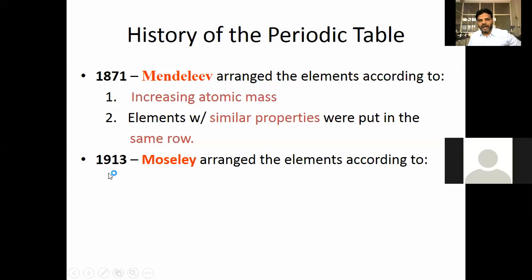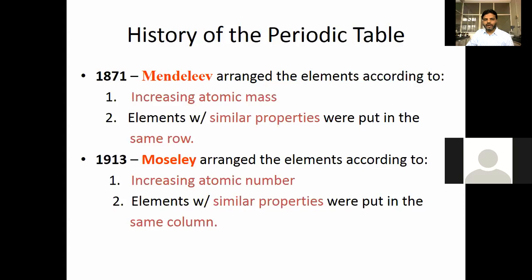So in the year 1913, Moseley arranged the elements in the periodic table on the basis of increase in atomic number. Elements with similar properties were put in the same column or same group. It was observed that with increase in atomic number, their properties also change.